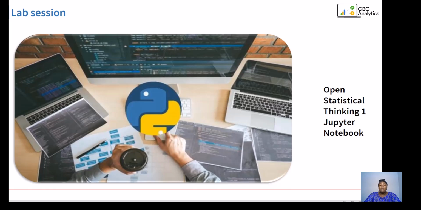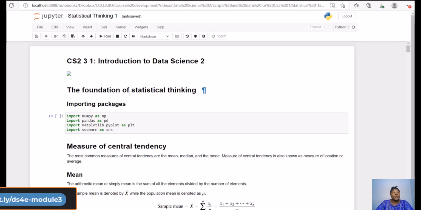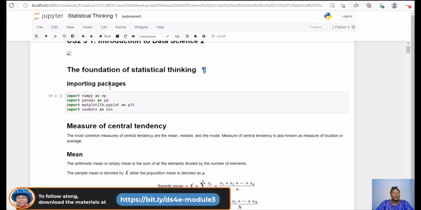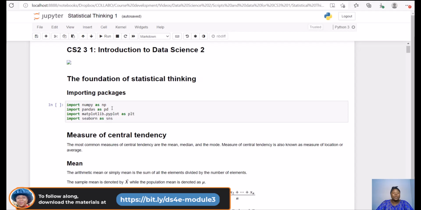We now move on to our Jupyter Notebook to show us how the statistical thinking operates and some of the codes that we use. Come along with me. So this is statistical thinking 1. So I'm going to show you how we do this.